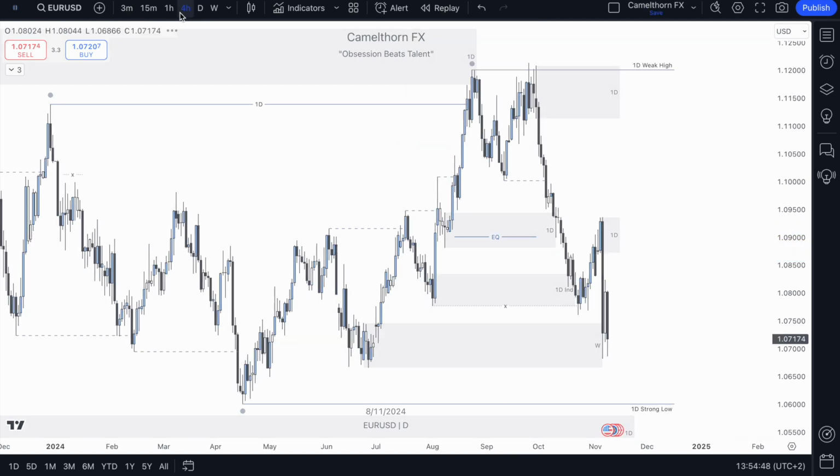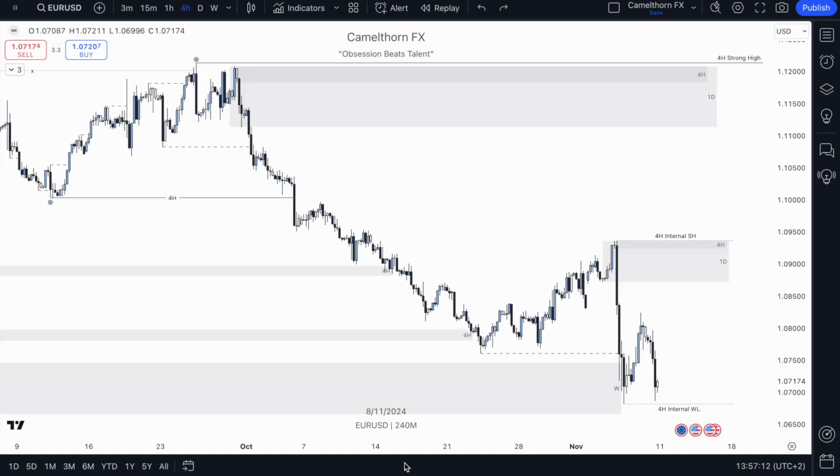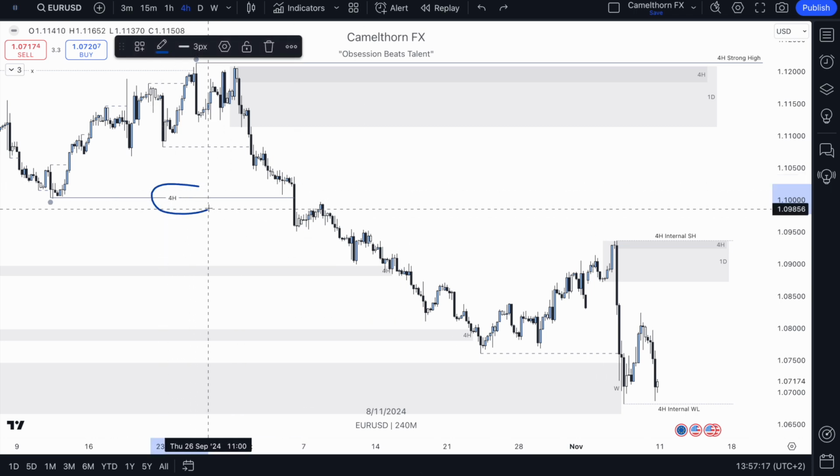And if we now drop down to our 4-hour time frame, which is the internal of my daily structure, you'll see that my last bearish 4-hour break of structure is located here.